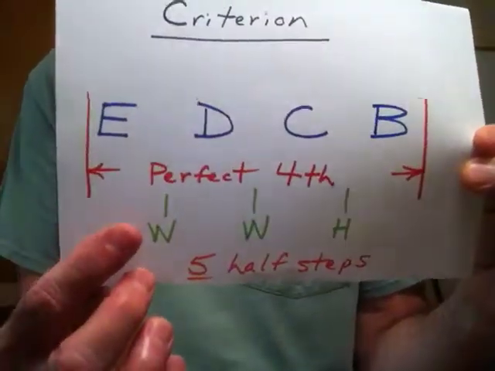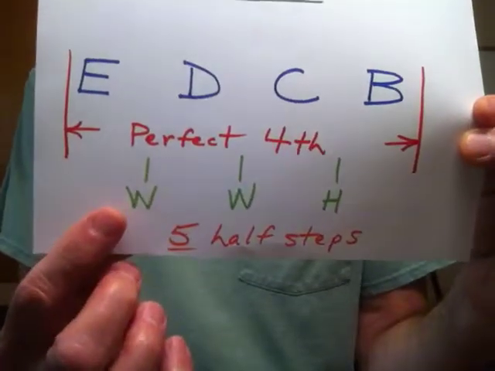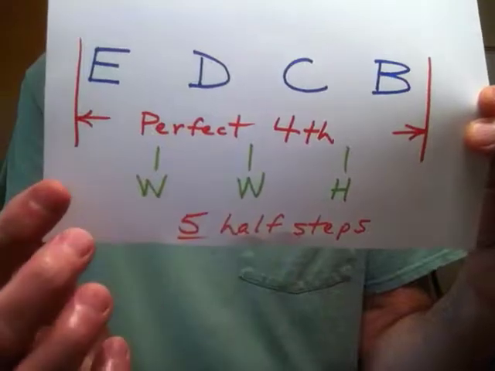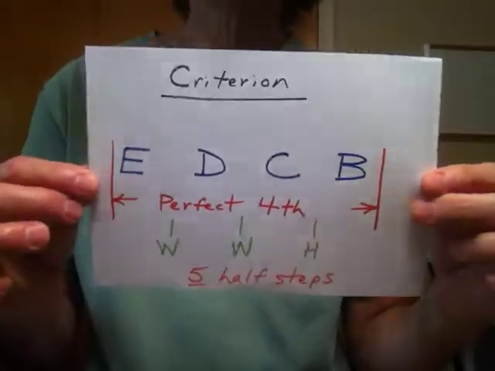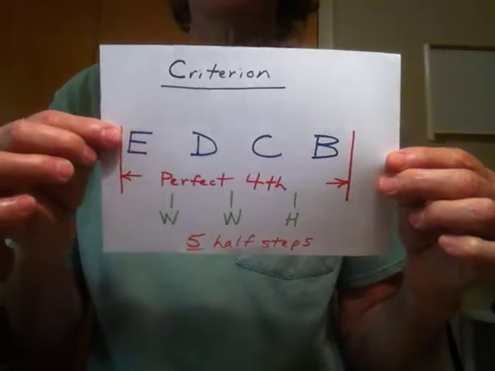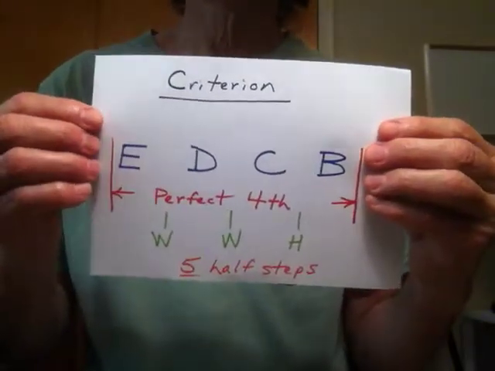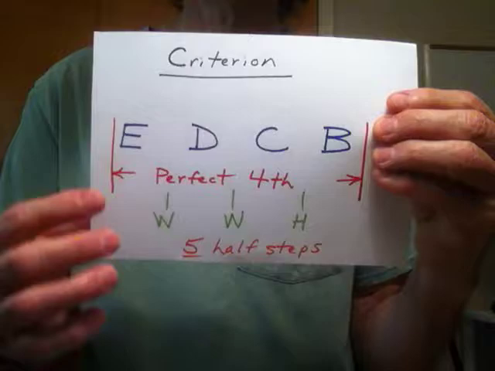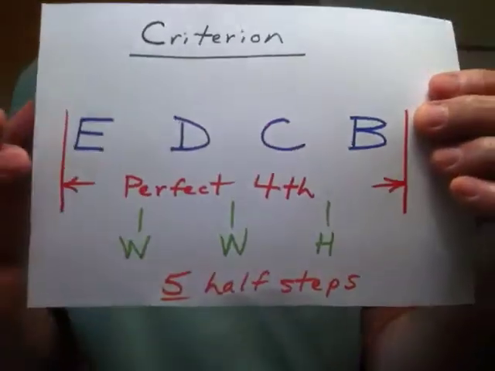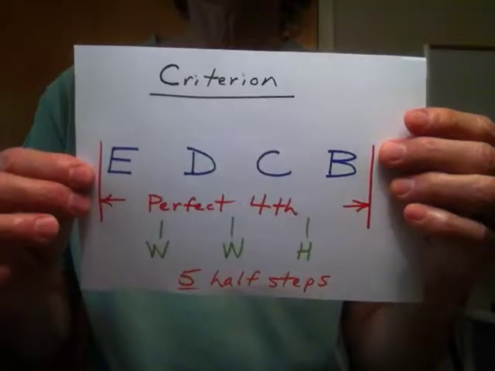And we have here in this example an interval of a whole step. And here we have a whole step and a half step. So what you have here is, as part of the criterion, 4 tones with an interval between the first and the last tone of 5 half steps. 5 half steps. So that's your tetrachord.